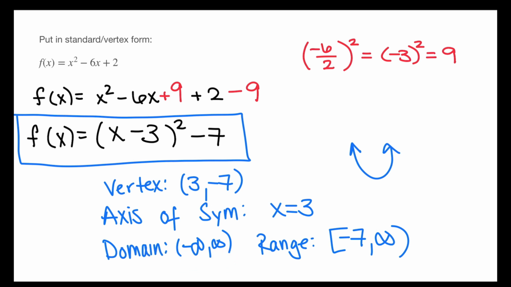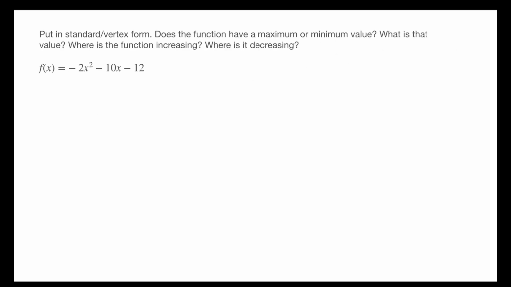All right, let's do a couple more that involve completing the square. So put in standard vertex form. Does the function have a maximum or minimum value? What is that value? Where's the function increasing? Where is it decreasing? All right, so we have a lot of questions to answer, but let's just start with the first thing. Put in standard vertex form. So I'm going to have to use that method of completing the square again.